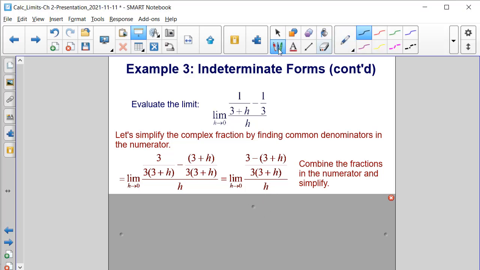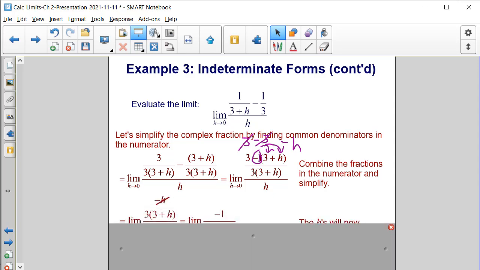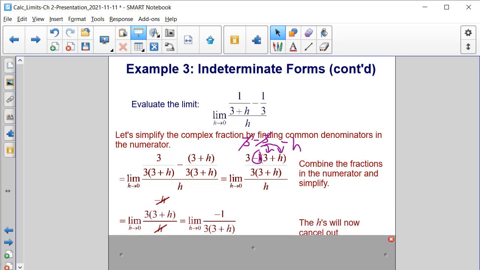And then if we actually distribute this -1 that's in front of the parentheses through to both terms, our numerator will become 3 minus 3 minus h. Well, these first two terms cancel out. So we're left with -h divided by 3 times 3 plus h all over h.